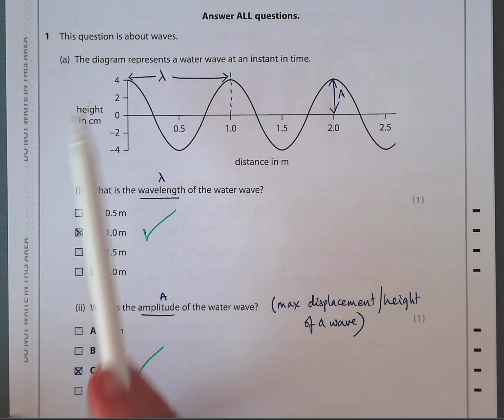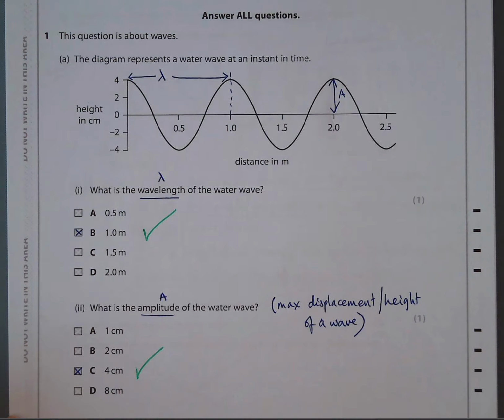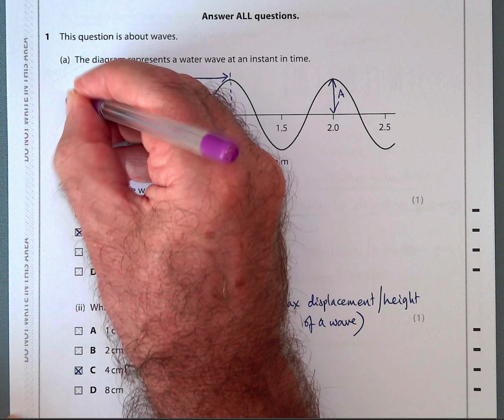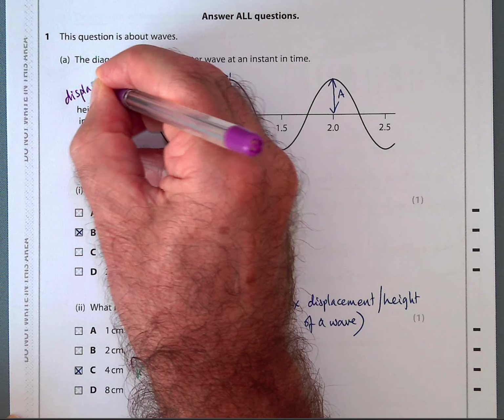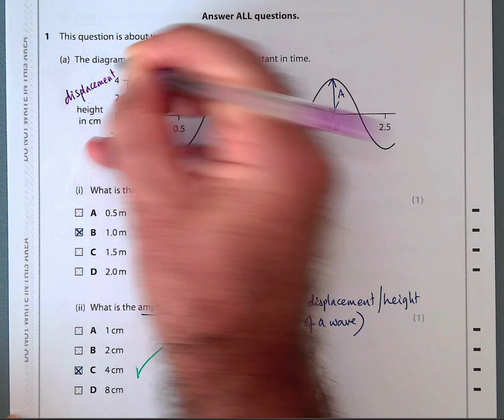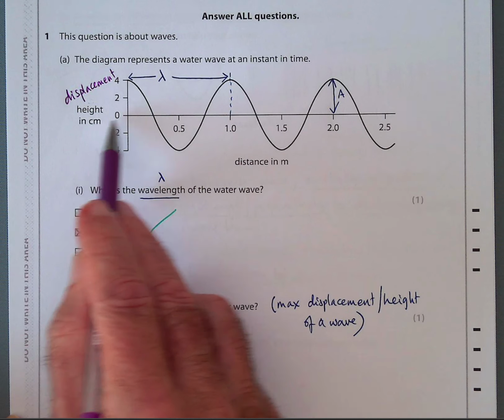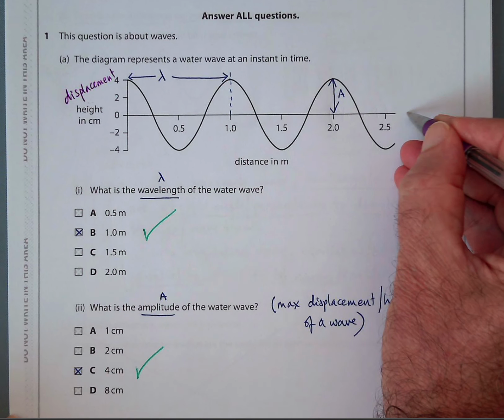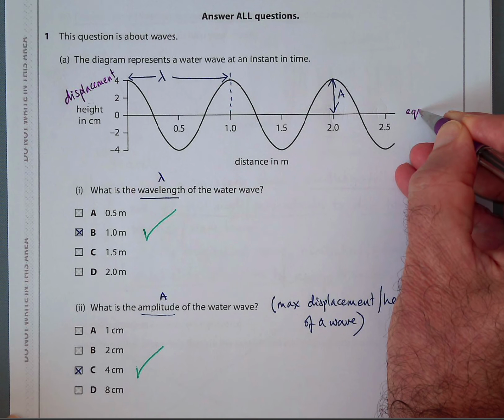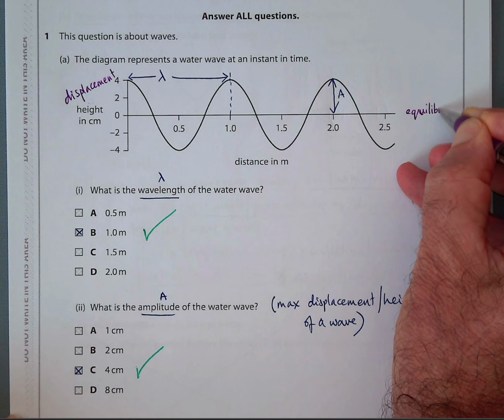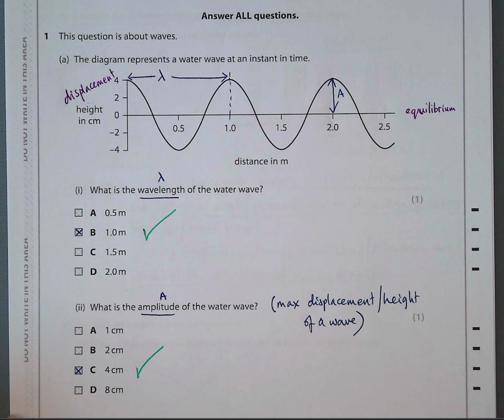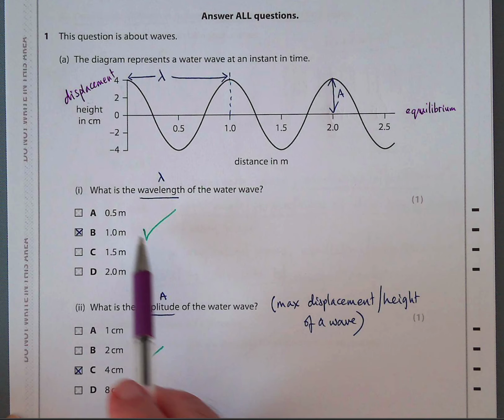This height in centimeters is also called the displacement. Remember that? The wave gets displaced from its equilibrium position. So here it's at balance. So this will be called equilibrium. It's the center of its vibrations. So remember, waves are vibrations in a material.